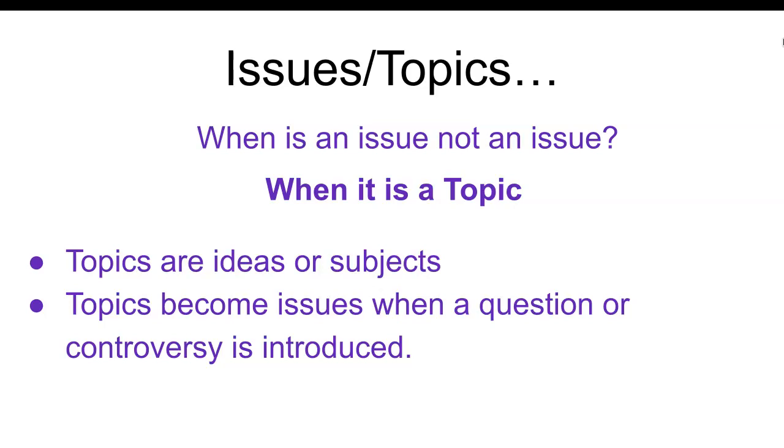As we're looking at issues, sometimes people get issues and topics confused. Remember, an issue is not a topic. Topics are ideas or subjects, or one word or short phrase. Now, topics become issues once you take that topic and make it a question. So when we're looking at an argument, your issue should be about the topic. They should not be different.